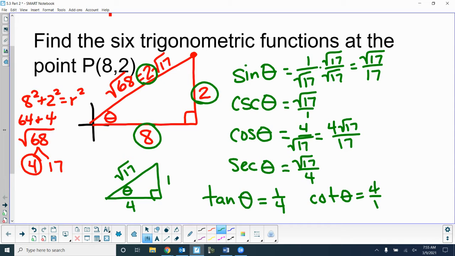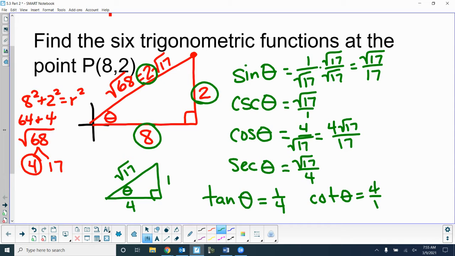So, number 2 is: sine is 7 times the square root of 58 over 58. The cosecant would be the square root of 58 over 7. The cosine is 3 times the square root of 58 over 58. Secant is the square root of 58 over 3. Tangent is 7 over 3. Cotangent is 3 over 7.